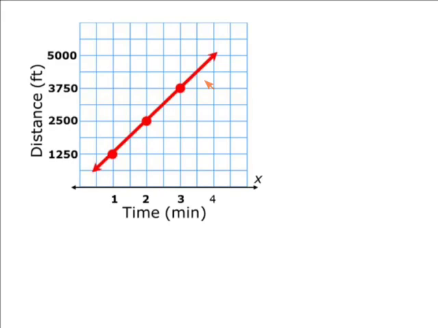And we do have a linear equation. The reason we have a linear equation is because it is a constant change. Every minute the car has traveled 1,250 feet.